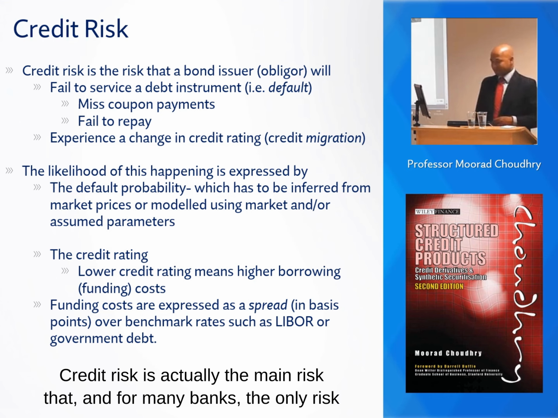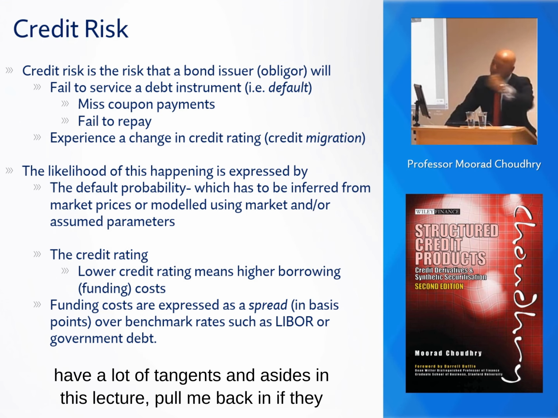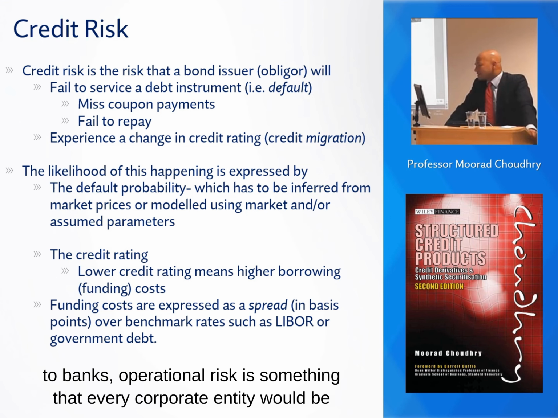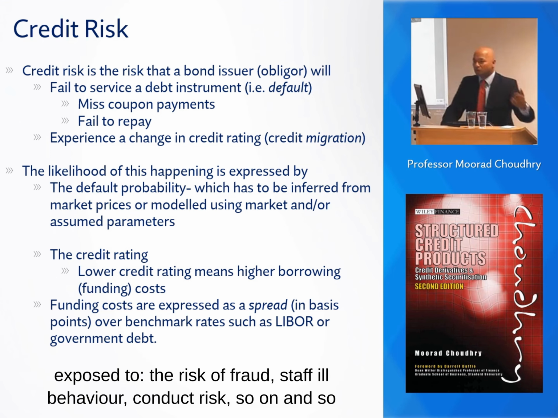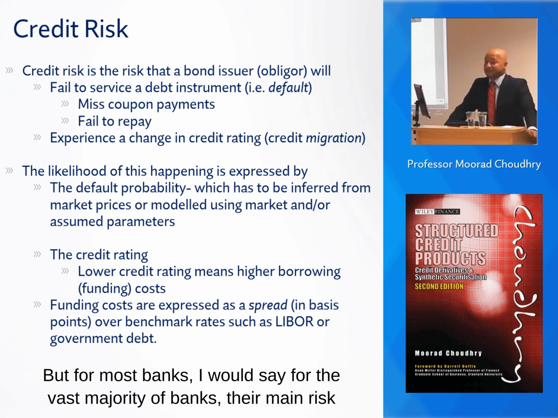Okay, so credit risk. Credit risk is actually the main risk for many banks, the only risk, essentially, if you ignore operational risk. We have a lot of tangents and asides in this lecture. Pull me back in if they last more than about 60 seconds. I don't think operational risk is peculiar to banks. Operational risk is something that every corporate entity would be exposed to. The risk of fraud, staff ill behavior, conduct risk, and so on and so forth. That's something that every institution is exposed to. But for the vast majority of banks, their main risk is credit risk.